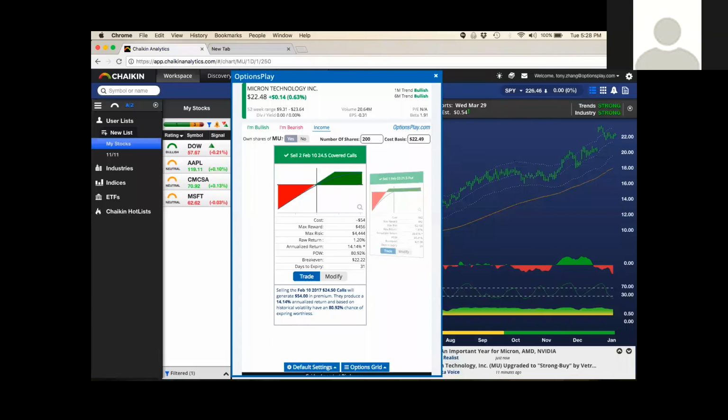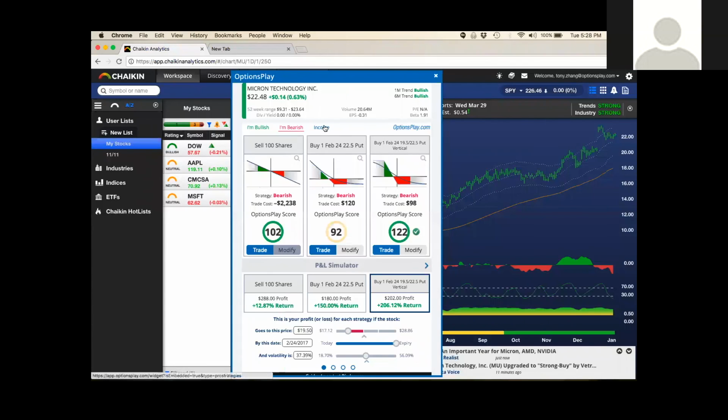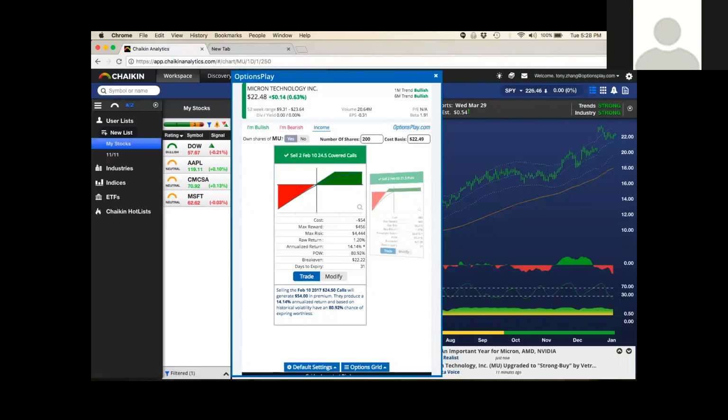So in this particular case, what we're saying is that if you sold 2 contracts of the February 10th 24.5 covered calls, which are about $2 out of the money or about 10% higher, you're going to receive $54 in income. So as you can see, I can buy some protection here for about $98, but I can even lower the cost further by writing a covered call against it and receiving 54 cents in income for that. So those are all different ways that you can potentially structure options to help protect yourself. You can do one or the other, or you can do both.